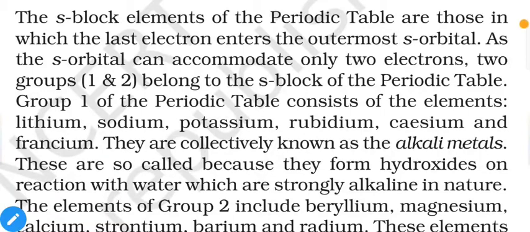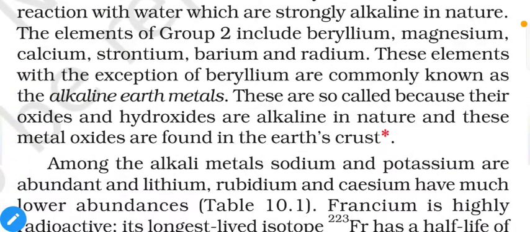Group 1 of the periodic table consists of the elements lithium, sodium, potassium, rubidium, cesium and francium. They are collectively known as alkali metals. They are so called because they form hydroxides on reaction with water, which are strongly alkaline in nature. Alkaline means basic in nature. The elements of group 2 include beryllium, magnesium, calcium, strontium, barium and radium. With the exception of beryllium, these are commonly known as alkaline earth metals. They are so called because their oxides and hydroxides are alkaline in nature, and these metal oxides are found in the earth crust.